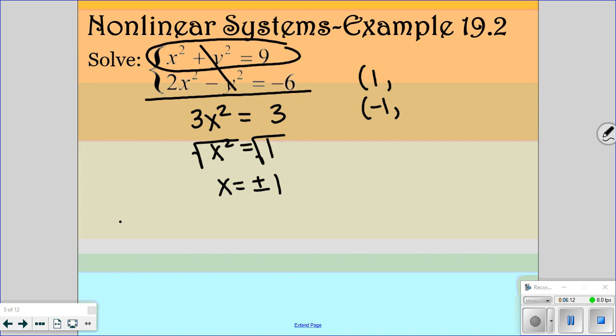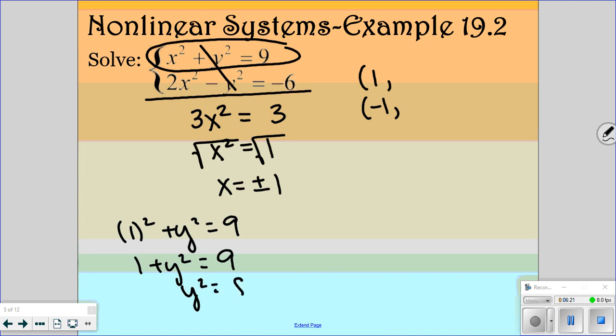So if I plug in 1 squared plus y squared equals 9, I get 1 plus y squared equals 9, so y squared equals 8. And then when you take the square root, what do you have to do when you take the square root? You have to put plus or minus. And then the square root of 8 reduces to 2 square roots of 2. So we actually get two different y values for this one x value. So we get 1 and then positive 2 square roots of 2. We also get 1 and negative 2 square roots of 2.